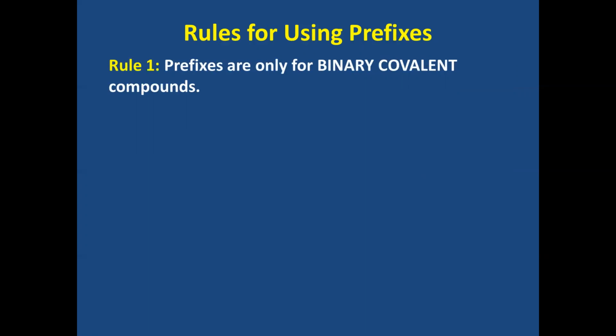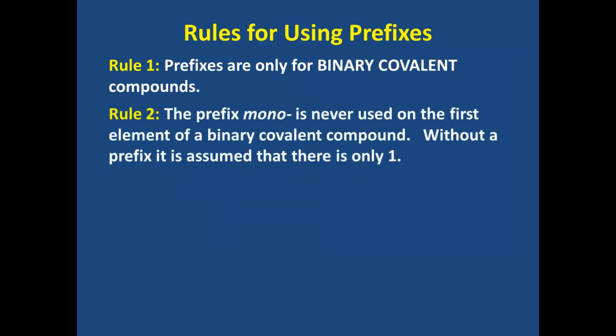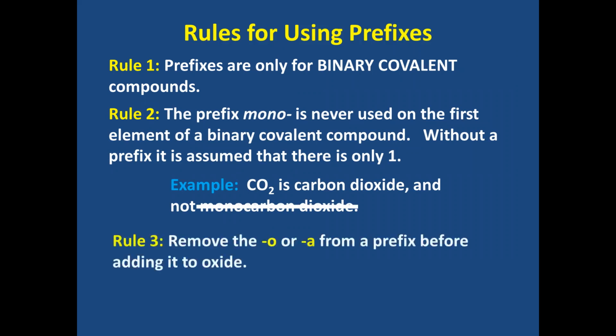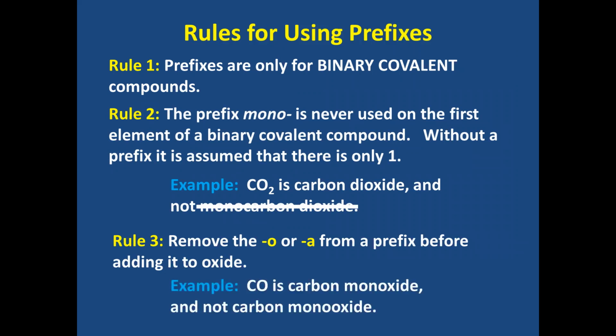When we're using our prefixes, they're only for binary covalent compounds, and the prefix mono is never used on the first element of a binary covalent compound. Generally speaking, the first element is just a one of, so we stopped using mono to save time. So CO2 is carbon dioxide, not monocarbon dioxide. And we remove the vowel from the prefix when adding it to oxide, so it's carbon monoxide, not carbon monooxide, when we name that guy.